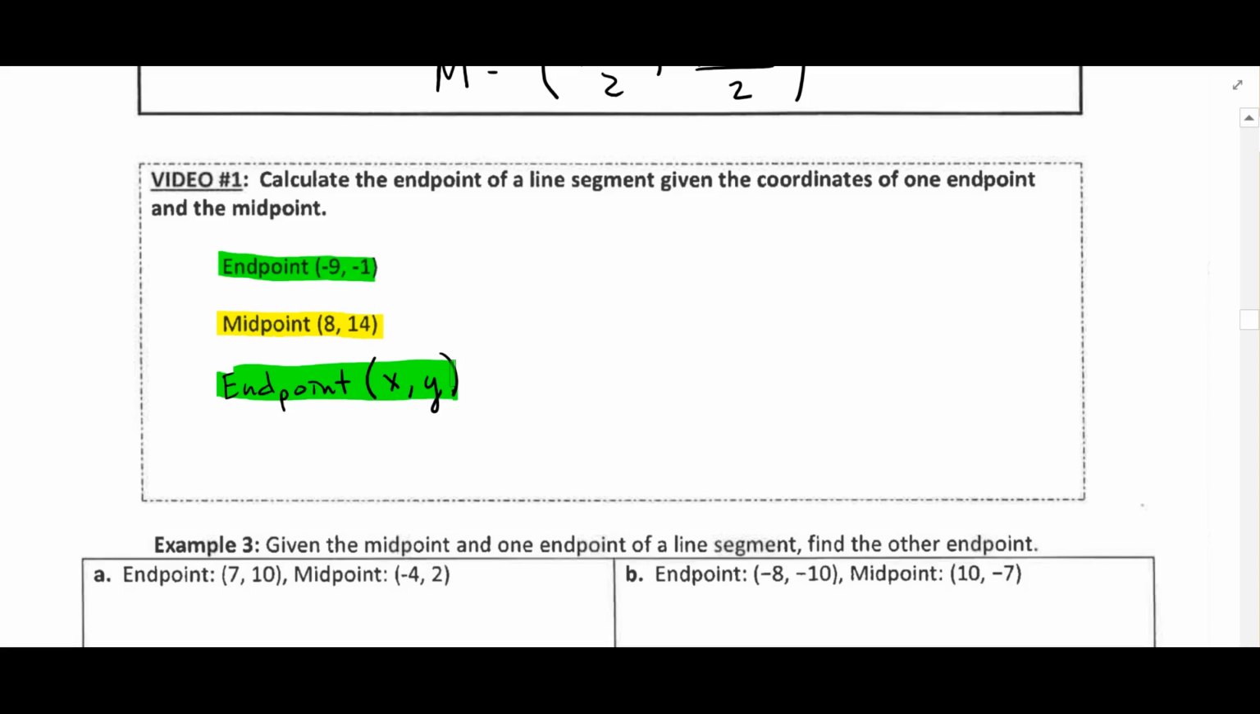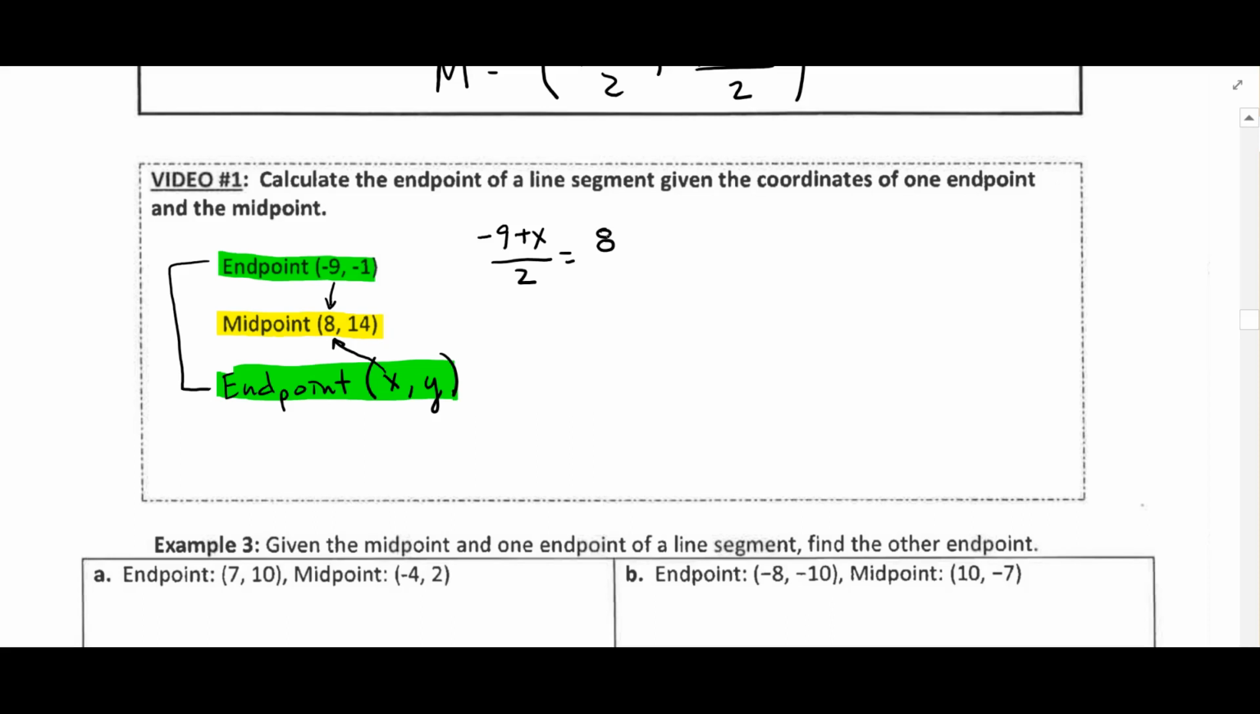So I'm going to show you two different ways to do this. Let's start out algebraically. I know that if I find the average of this x value and the average of that x value, it should give us 8. So I have (-9 + x)/2. Since there's 2 points, we're going to add the x's and divide by 2. And we know that has to be 8.